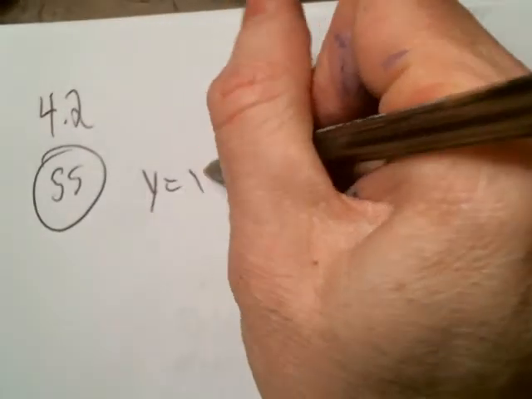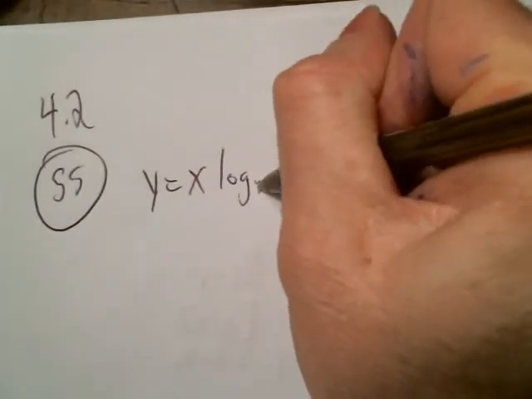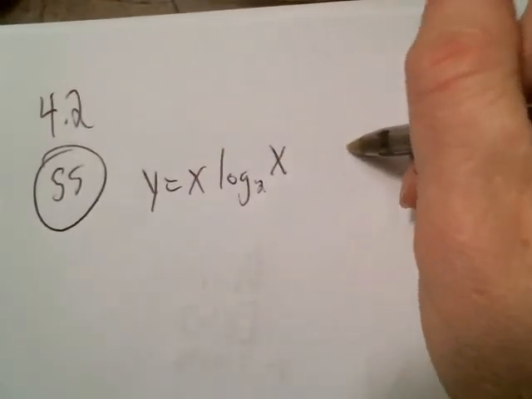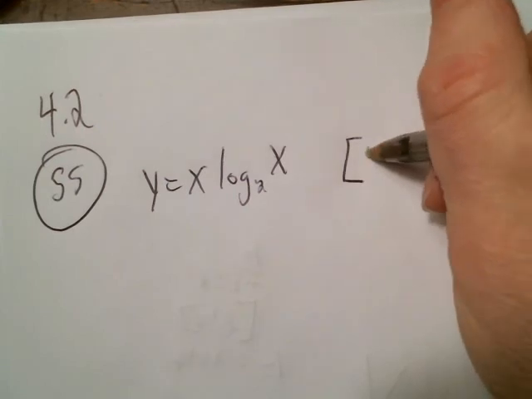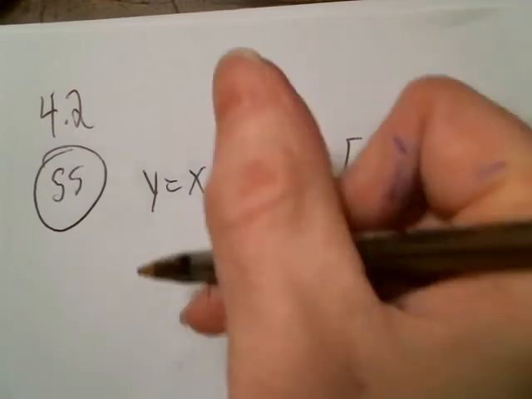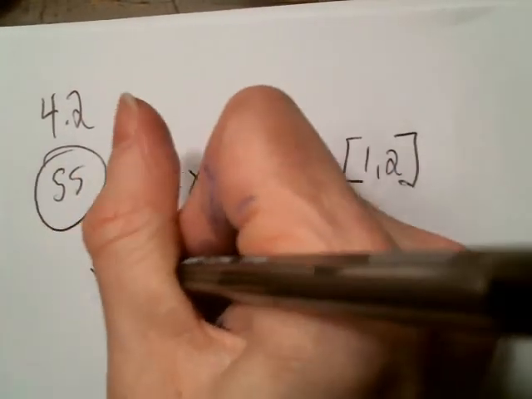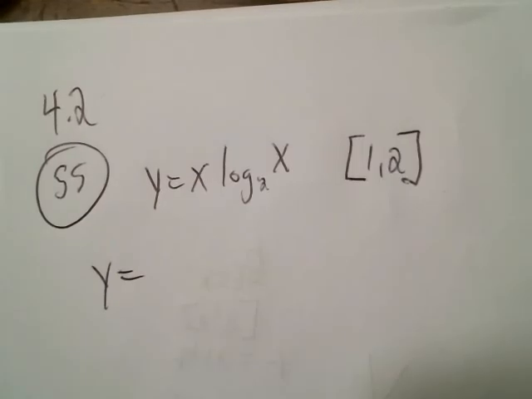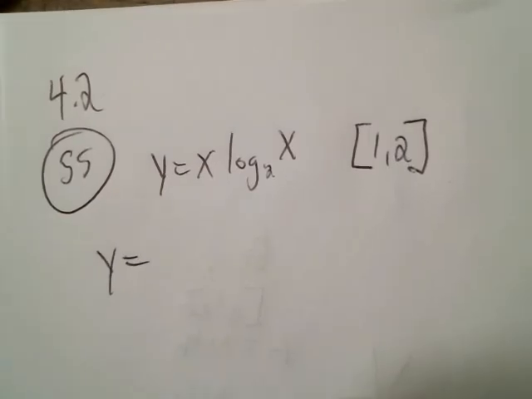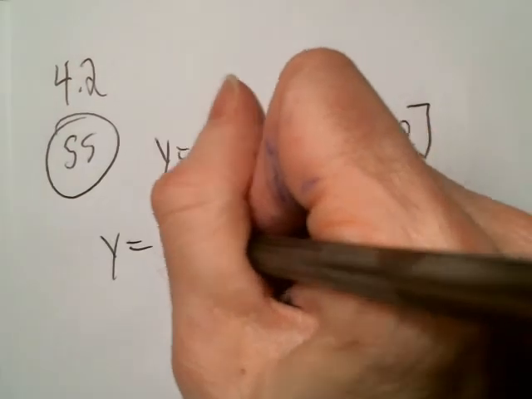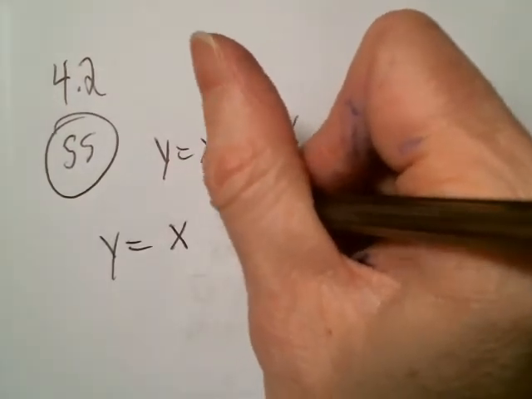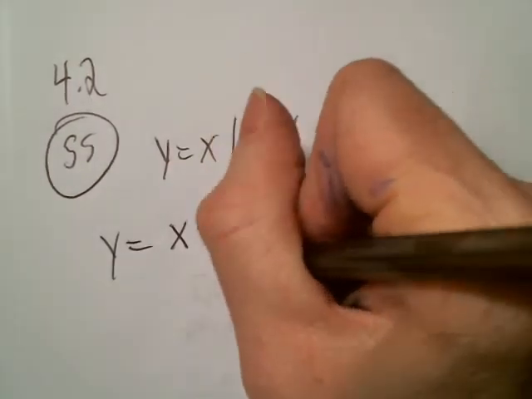Found it. A mean value theorem. Okay. Number 55. y equals x log base 2 of x on the interval from 1 to 2. Okay, so I need the derivative. Again, when you deal with these logs with weird bases, just use your base conversion formula, turn it into ln x over ln 2.